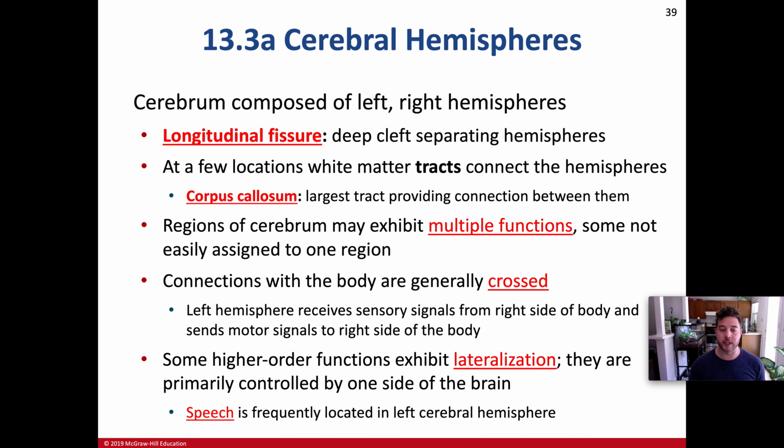Connections with the body are generally crossed, meaning that the left hemisphere will control the right side and the right hemisphere controls the left side. Some higher order functions exhibit lateralization, which means they're primarily controlled by one side of the brain. Speech is frequently located in the left cerebral hemisphere. Again, it's a general trend. I think 90 to 95% of people have speech located on the left side, but there are some people whose speech is located on the right side. It doesn't mean that it's wrong, it's just different.